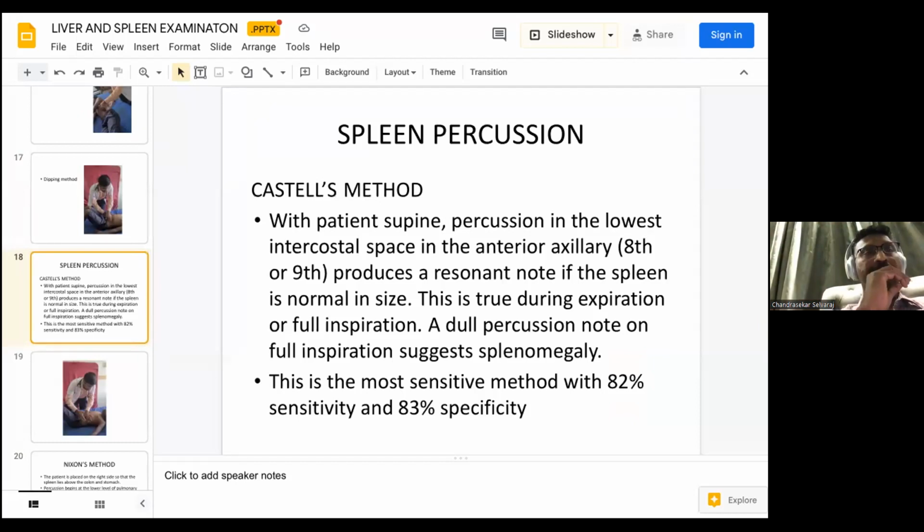There is another method called Castell's method, where the patient is made to lie supine, and we need to percuss in the lower intercostal space, particularly in the anterior axillary line between the 8th and 9th rib, and usually it produces a resonant note if the spleen is normal in size. If you perceive a dull percussion note during full inspiration, it usually suggests splenomegaly. This is one of the most sensitive methods, with 82% sensitivity and 83% specificity.